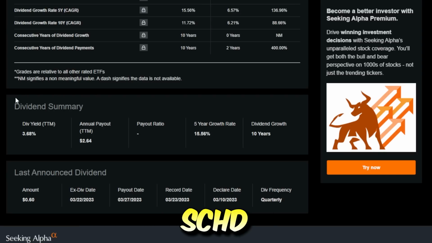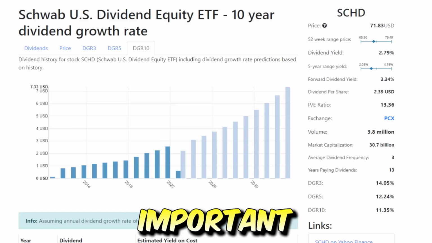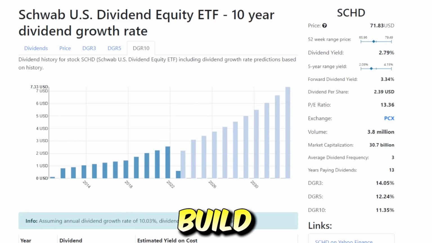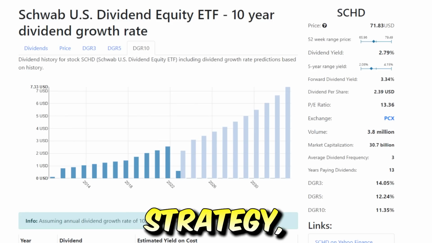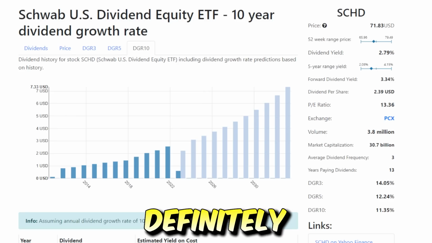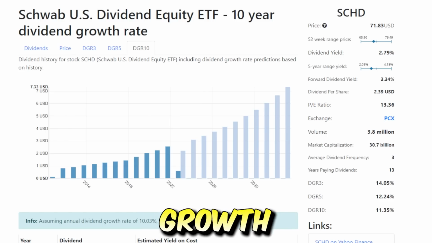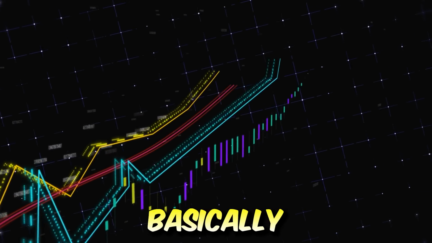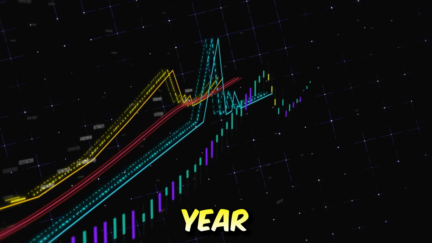But what's maybe even more important for an investor that wants to build out a long-term automated strategy, investing into an ETF like SCHD over the long term, is definitely going to be the ETF's dividend growth rate. Now, a dividend growth rate is basically how fast a dividend grows year over year.